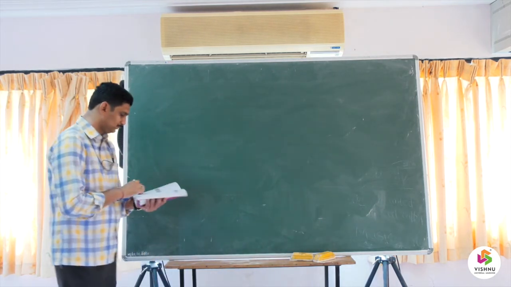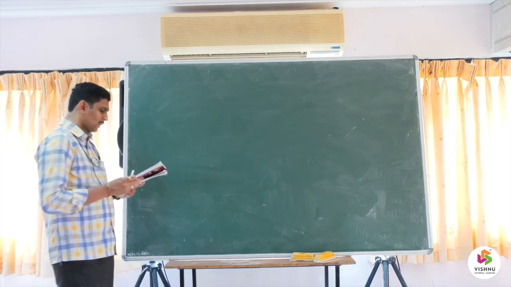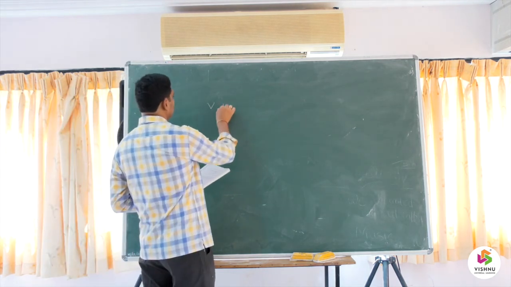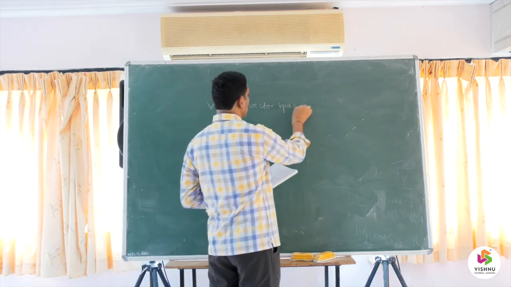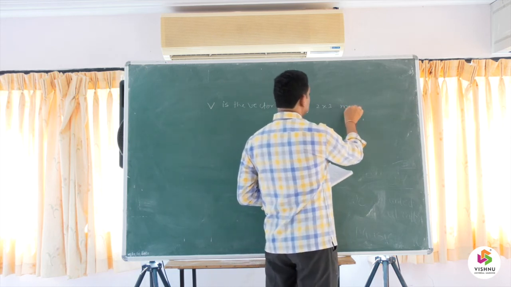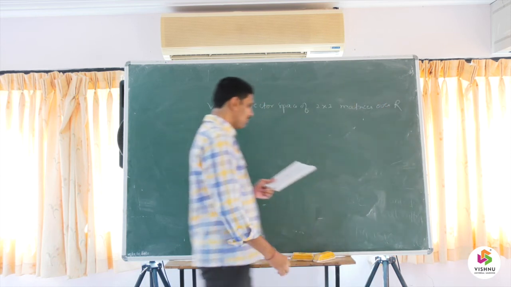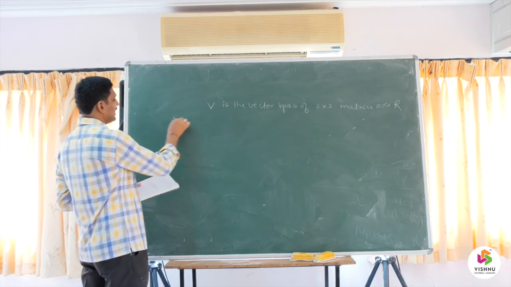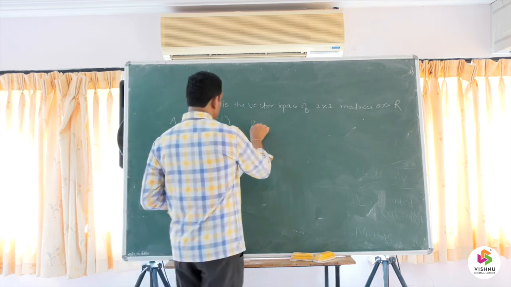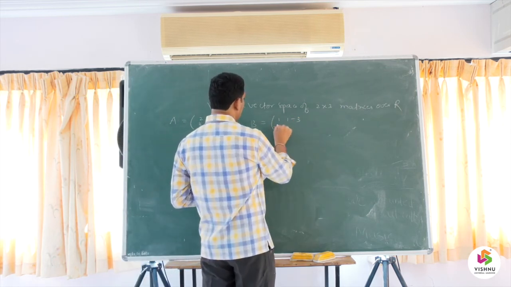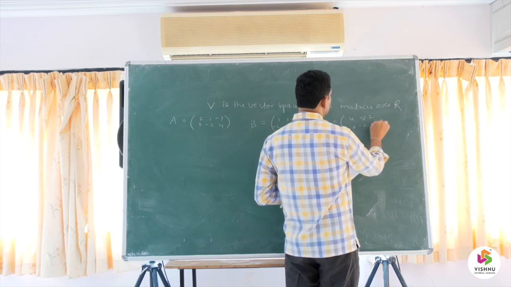Right. Now, let us take V, the vector space of 2 by 2 matrices over the real number system R, and I took the vectors as A equal to 2 1 minus 1, 3 minus 2 4, B equal to 1 1 minus 3, minus 2 0 5, and C equal to 4 minus 1 2, 1 minus 2 minus 3.